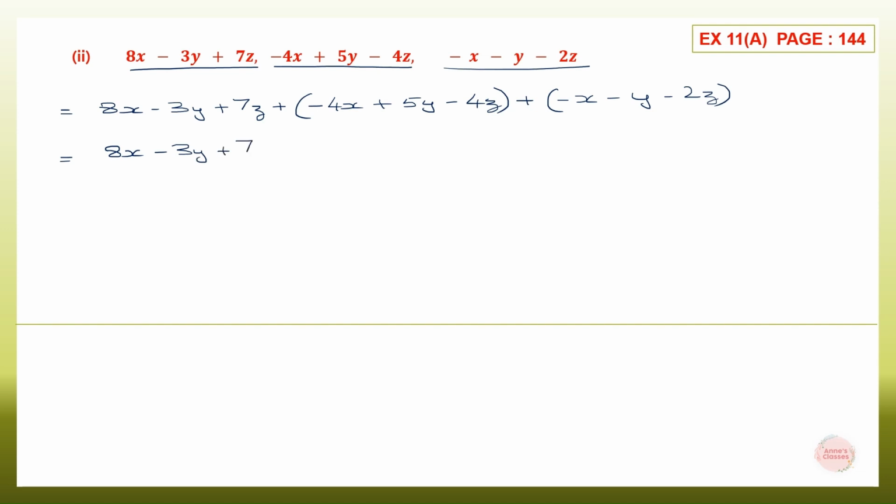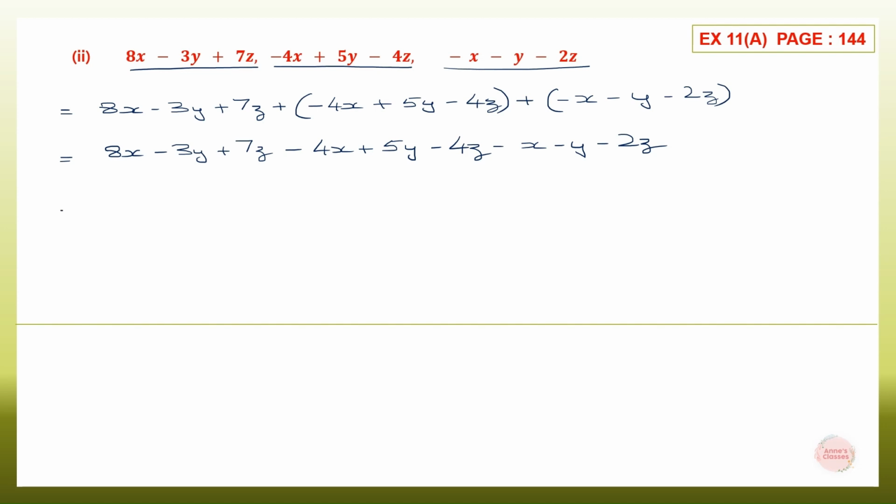Now here we're going to remove the brackets. So before you do that, look at the sign in front of it. If it's a plus sign, all these will remain the same. No change. So let's write minus 4x plus 5y minus 4z. Now look at the other brackets here also before we remove. Look at the sign. It's a plus sign, so no change for any of these. So it becomes minus x minus y minus 2z.